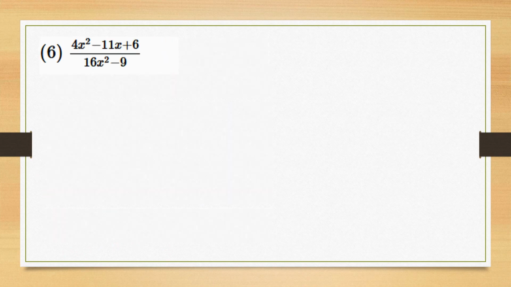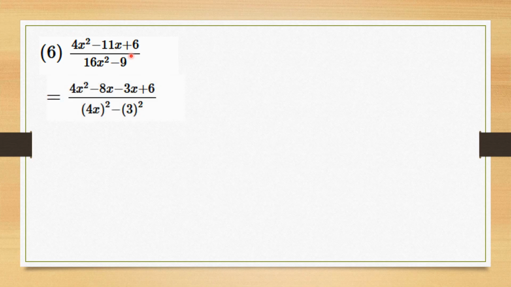Let us see the sixth sum. This is a rational algebraic expression, and the question is 4x squared minus 11x plus 6 upon 16x squared minus 9. Now if you see, the numerator is a quadratic trinomial. So we will solve the numerator by splitting the middle term.